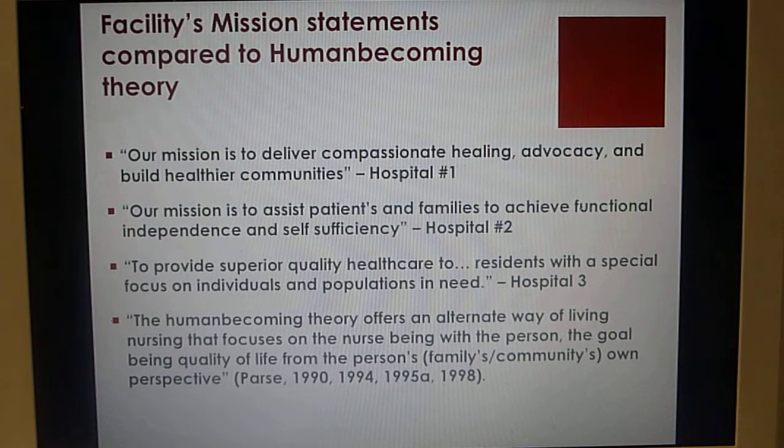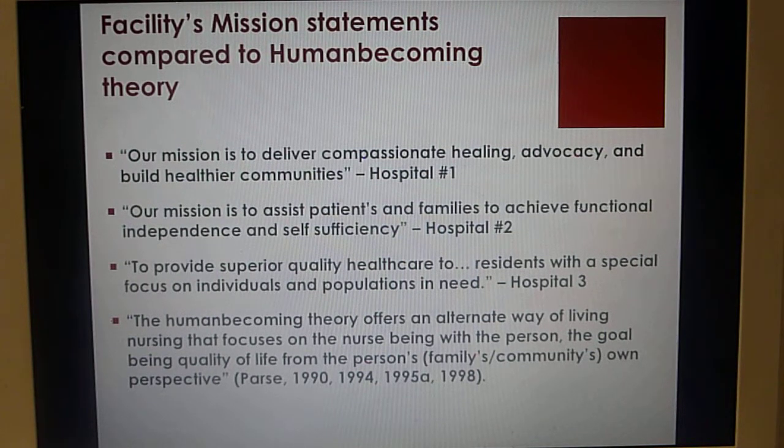Facilities' mission statements compared to human becoming theory. We looked up each of the hospitals that we've been assigned to, what their mission statements are, and then we compared them to Human Becoming. Hospital number 1's mission statement is, our mission is to deliver compassionate healing, advocacy, and build healthier communities. The second hospital's statement was, our mission is to assist patients and families to achieve functional independence and self-sufficiency.